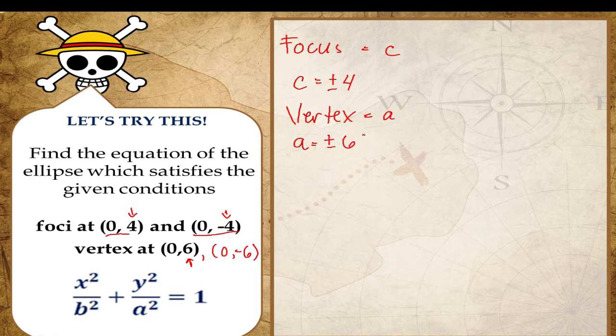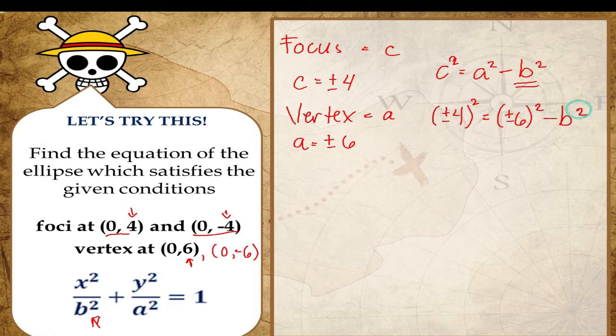Remember the formula that we are going to use is c squared is equal to a squared minus b squared. For us to get the value of b, as we need it to identify the equation of the ellipse. Then, palitan lang po natin ang value. For positive and negative 4, which is our c squared, is equal to, ang a natin is positive and negative 6 squared minus b squared. 4 squared is equal to 16. Positive negative 6 squared is equal to 36 minus b squared.